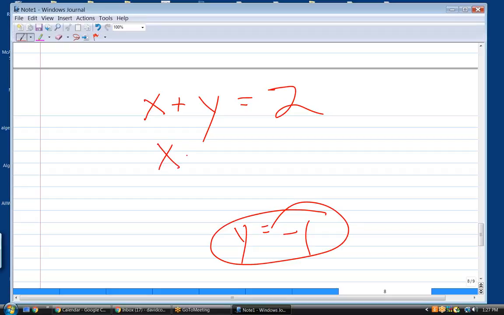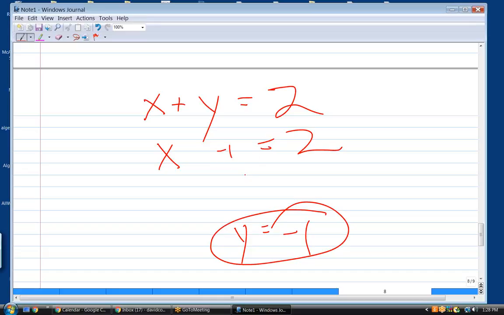x plus minus 1 is equal to 2. Keep going. x is equal to 1? No. In other words, let's do an intermediate step here. Let's get rid of the parentheses. How do I get rid of those parentheses? What do I have to erase? If I'm going to erase the parentheses, which sign do I erase? The positive. Exactly. So now I have x minus 1 equals 2.